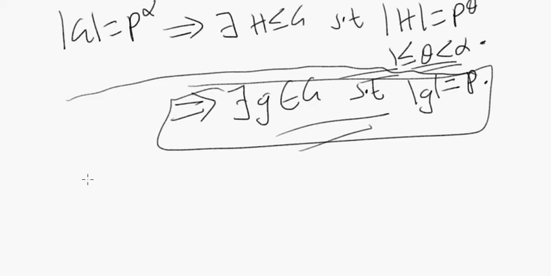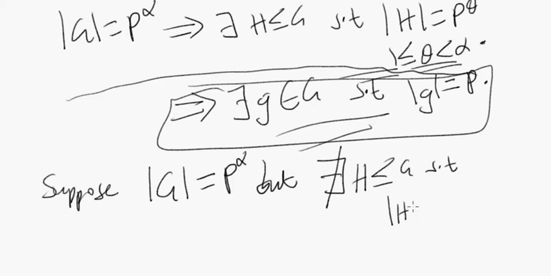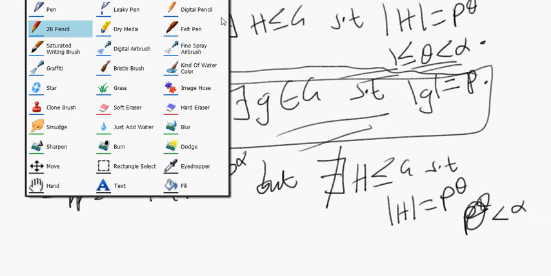Well, let's put it this way. Suppose the order of G equals p to the alpha, but there doesn't exist any subgroup H of G such that the order of H equals p to the theta, where theta is some power less than alpha. Okay, let's not be sloppy. Let's write this down well.